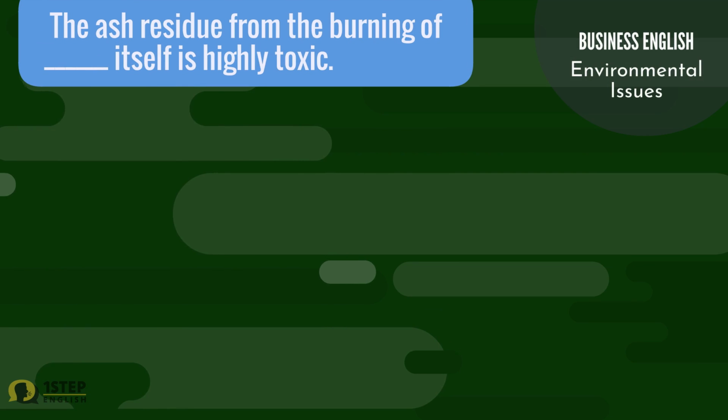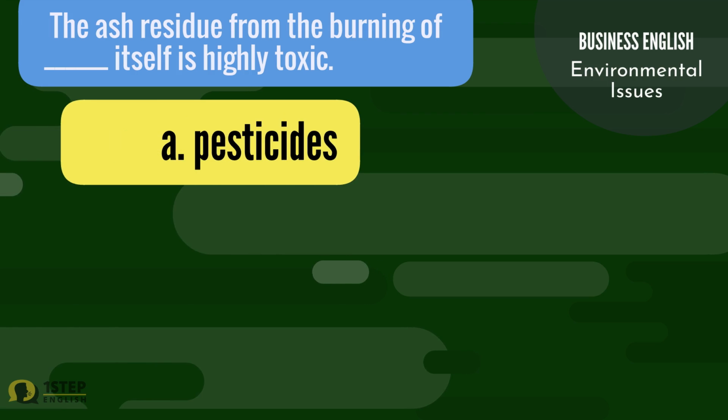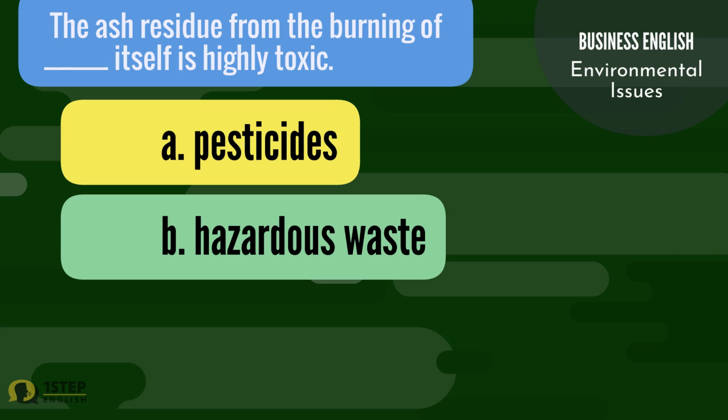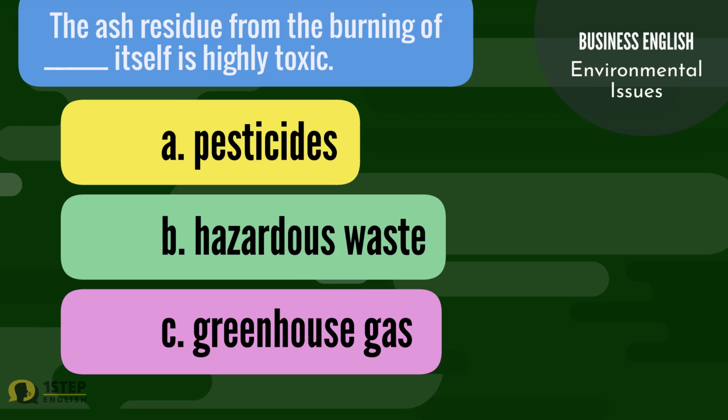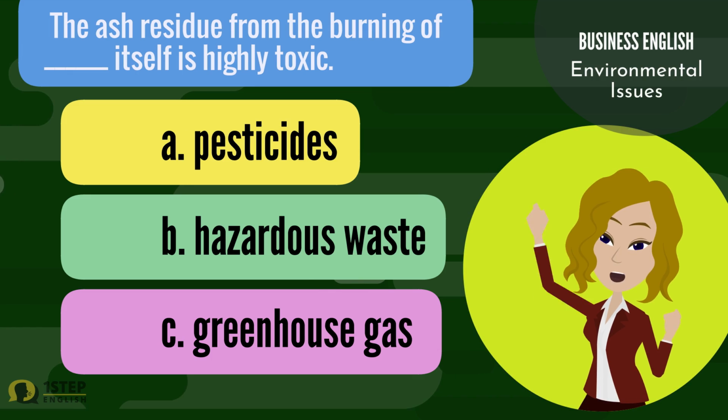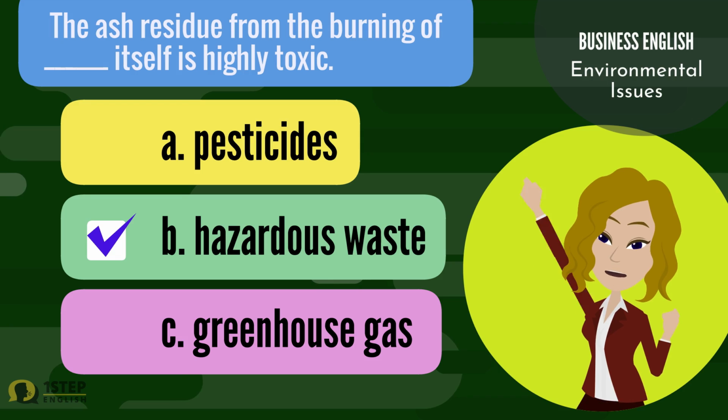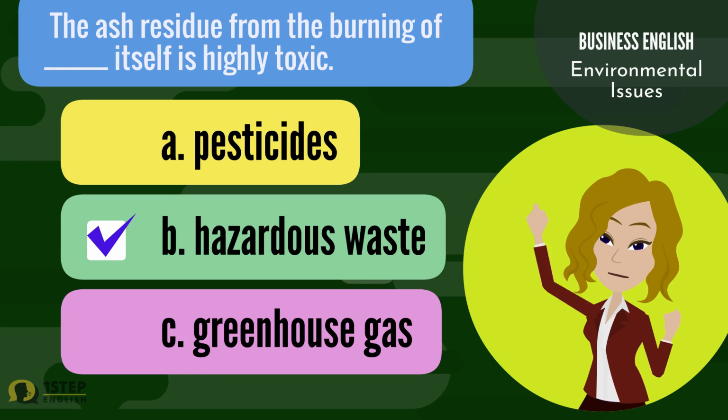The ash residue from the burning of itself is highly toxic. Letter A. Pesticides. Letter B. Hazardous waste. Letter C. Greenhouse gas. The correct answer is Letter B. Hazardous waste. The ash residue from the burning of hazardous waste itself is highly toxic.